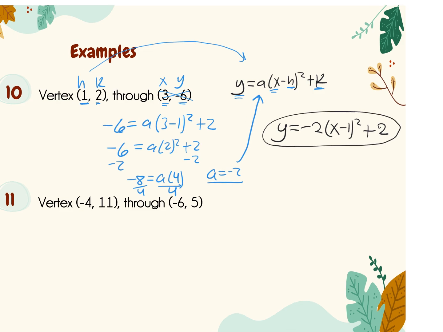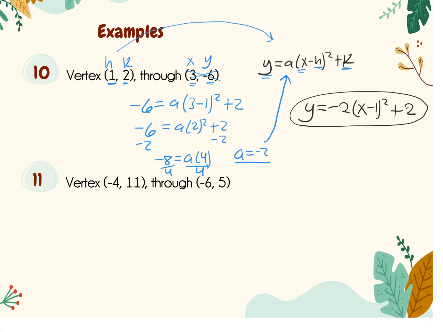in vertex form, right? So let's do the exact same thing with the next one, right? So we have a vertex hk, and it's going through -6, 5, so xy. And then once again, I'm going to plug in all the information that I have, right? So I have 5 equals a times x minus h, which is -6 minus -4, so plus 4, plus k, so plus 11.